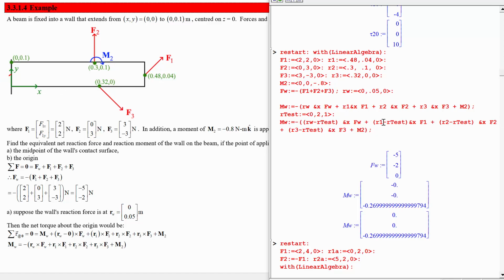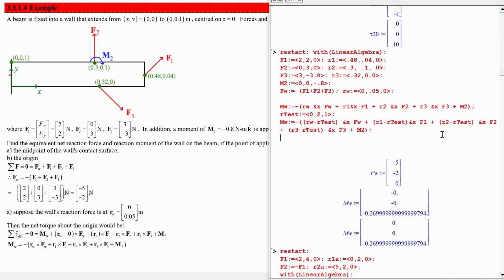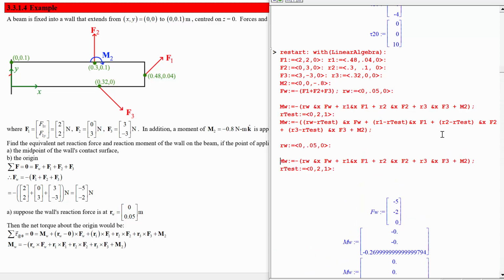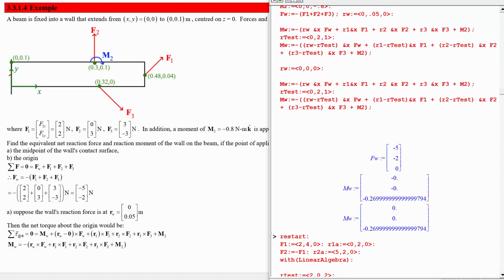Now what does matter though is where you decide that the wall's reaction force should be. So if instead of 0 and 0.05, 0, we decide that the wall's reaction force is at the origin, which was our part B in this problem, now the moments that the wall would need to apply would be different. So let's check.